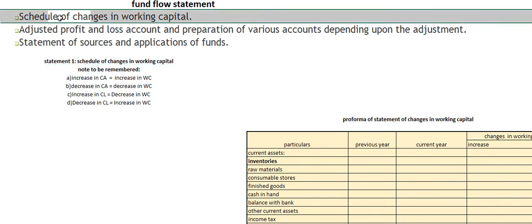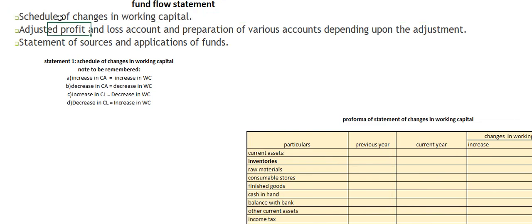Moving on to that, let's look at the meaning of working capital. Working capital can be categorized into two ways: one is the gross working capital, the second one is the net working capital. Gross working capital is the total amount invested in your current assets by the organization, whereas the net working capital is the current assets minus the current liabilities, which basically shows the excess of the current assets over the current liabilities. Hence, the schedule of changes in working capital is a statement which is prepared to show the changes in the working capital between the two balance sheet dates.